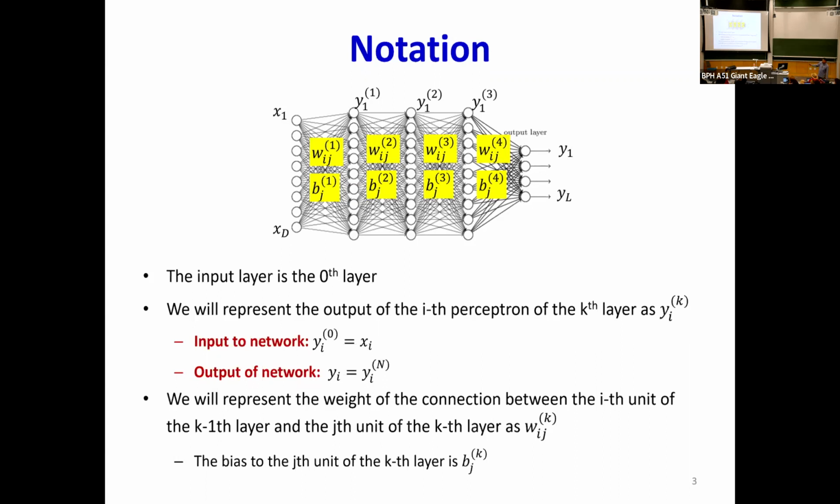And just to make things consistent, the input, which has nothing to do with any neuron, I'm going to represent as the output of the 0th layer. So I just make it a superscript 0. This is just for notational consistency.